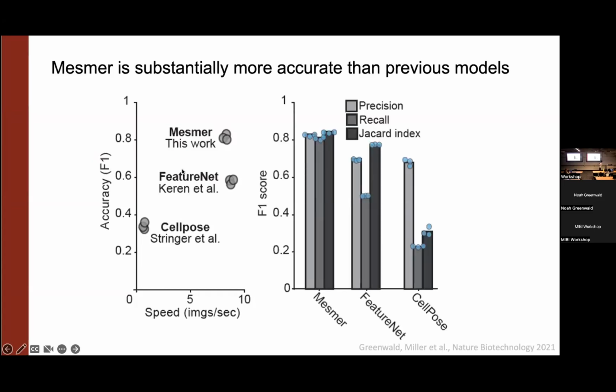higher. We can also evaluate it not just with F1, but with precision, recall, and the Jaccard index, and all of these things in general tell the same story, which is that our model is substantially more accurate, because of this massive amount of training data that it was trained on.